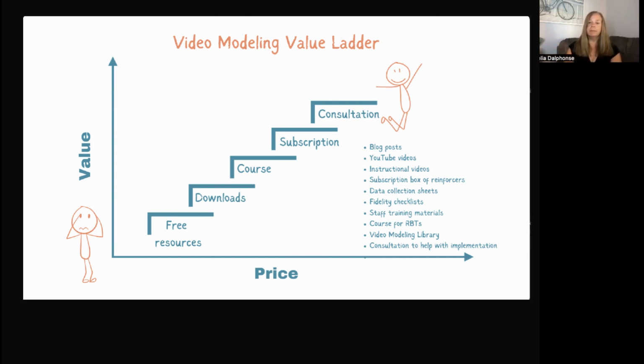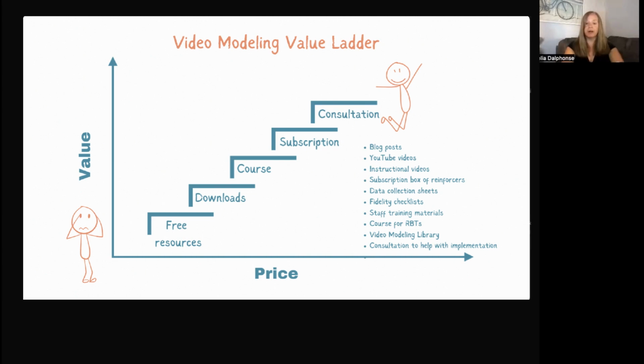include things like blog posts, YouTube videos, again, maybe some instructional videos on how to use video modeling, a subscription box again for reinforcers. Wouldn't that be fun to get a subscription box of different potential reinforcers delivered right to your house? I think that would be so fun. You could include some data collection sheets, a fidelity checklist, some staff training materials.